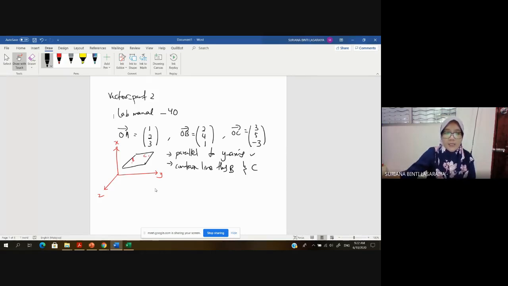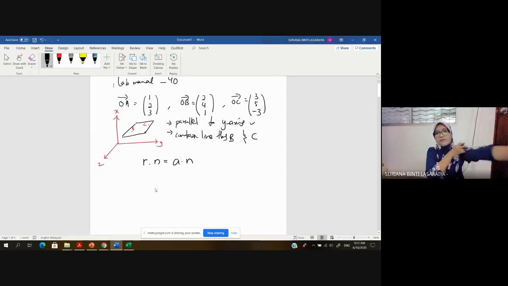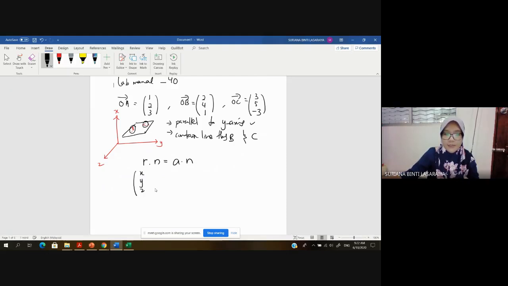Okay. So how to find the equation of a plane? So equation of a plane you need R dot N equals to A dot N kan? Okay. So how to find N and A? A ini is the point on the plane kan? So you can use coordinate of B or coordinate of C. R itu is X, Y, Z. Betul? And you don't know what is N. And A itu katalah I'm using point B. So 2, 4, 1. And now I don't know what is N. So how to find N?